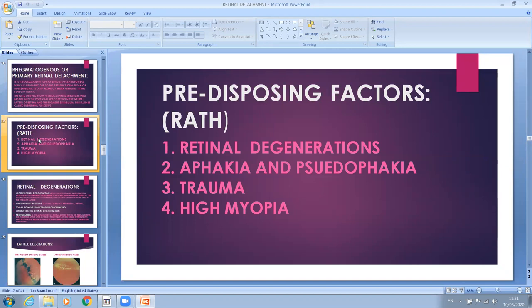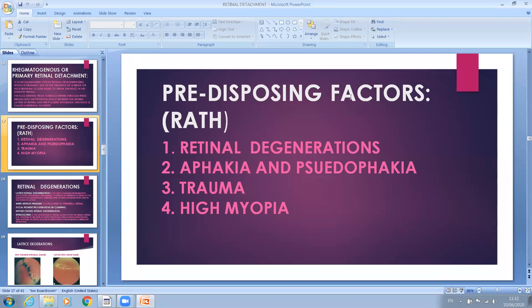I can just guide you to remember four things. You have to remember four things about retinal detachment. The first thing is the definition. The second is predisposing factors. The third is its presentation, the clinical features. And the fourth is the treatment. Four things you have to remember.